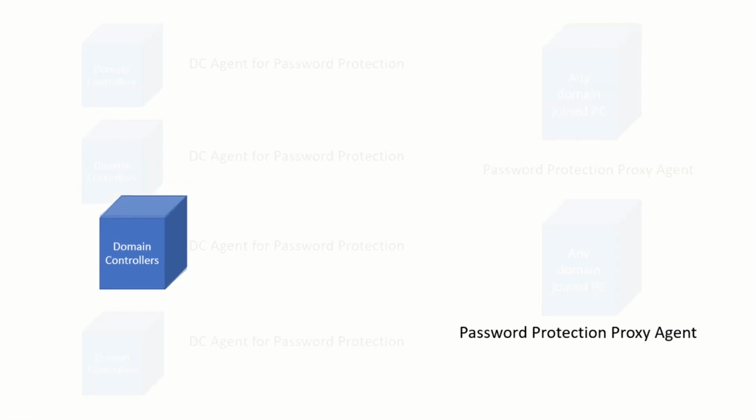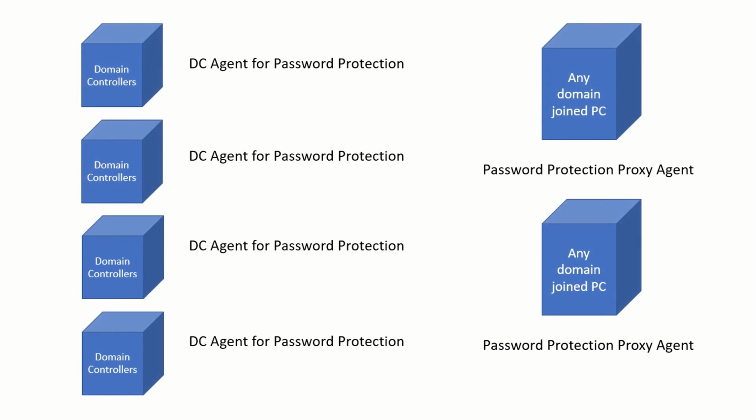But if we talk about Microsoft's recommendation, you should install the DC agent on all your DCs, and you must have at least two password protection proxy agents. The reason for installing the DC agent on all the domain controllers is that the DC agent can only validate the password reset request received on the domain controller on which a DC agent is installed. So that's why you should install the DC agent on all your domain controllers.